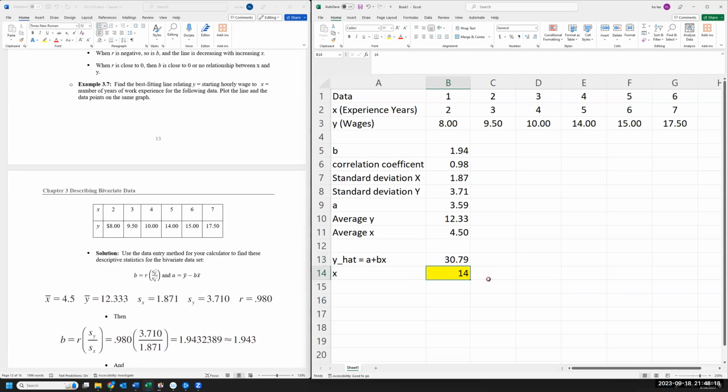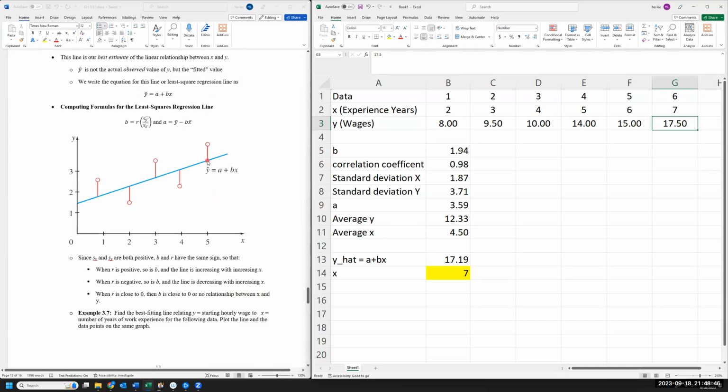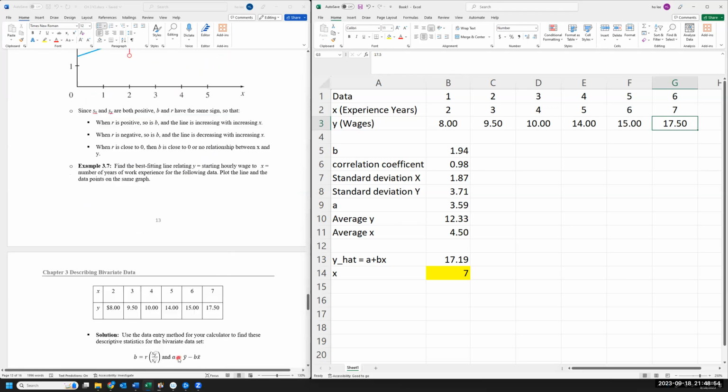Well, what about someone with 7 years of experience? It should be 17.94. Note that it's 17.19, I mean $17.19. Note that it's less than 17.50. Again, we use this data to create our model. 17.19 is the number that's right on the line. 17.50 is the actual data, which is up here. Okay.